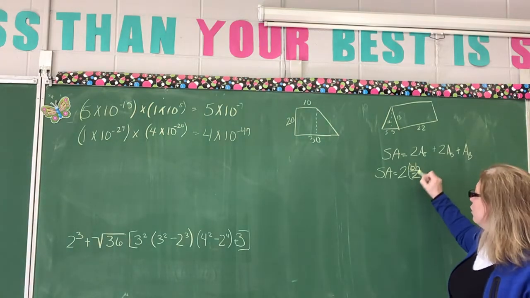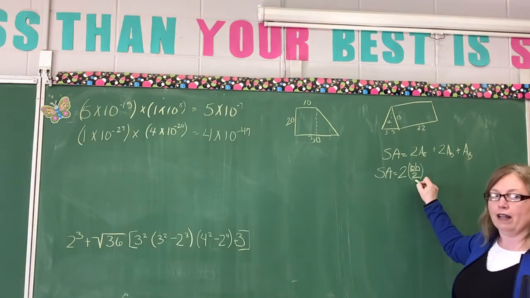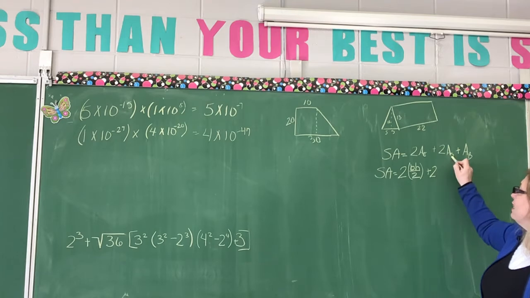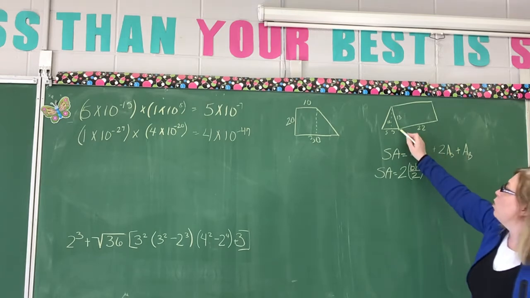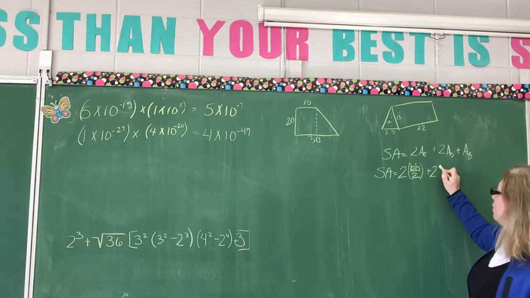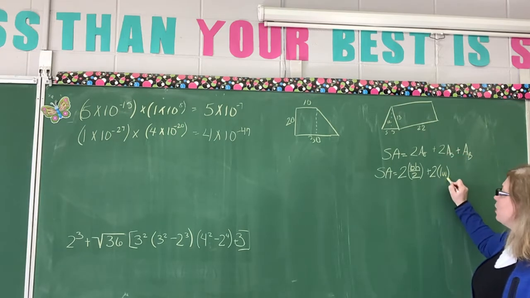Okay? I'm going to solve it. Then I'm going to multiply it by 2. Over here, I said I'm going to make 2 of these. This is the area of the side. What shape is this side? It's a rectangle. So I'm going to say 2 times length times width.